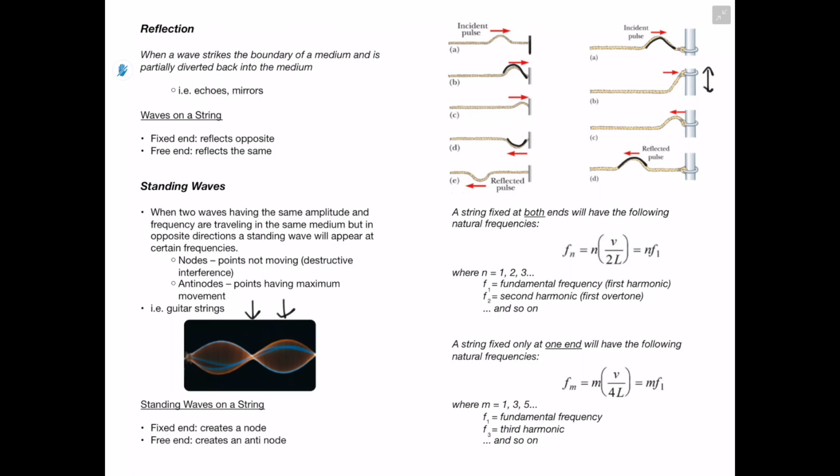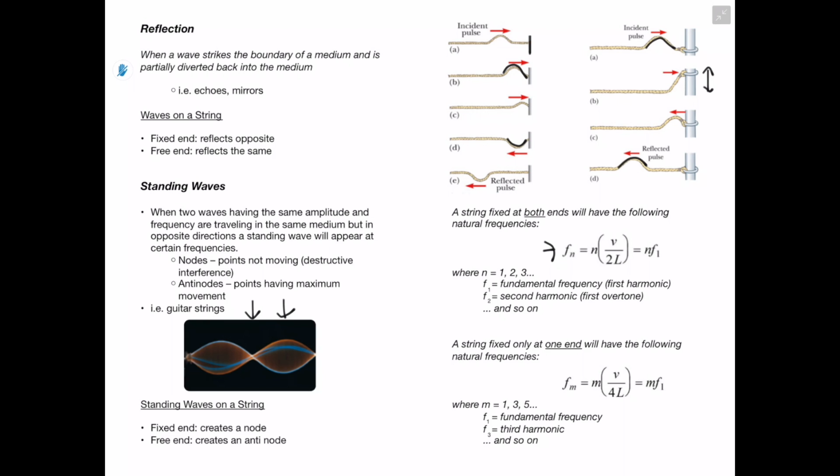And this brings us into strings again. When we have a string that's fixed on one end, it's going to create a node, and one that has a free end is going to create an antinode. And this brings us into sort of our harmonics. When we have a scenario where we have a string at both ends being fixed, we're going to want to use this equation here, and we're going to plug in values for n like 1, 2, or 3.